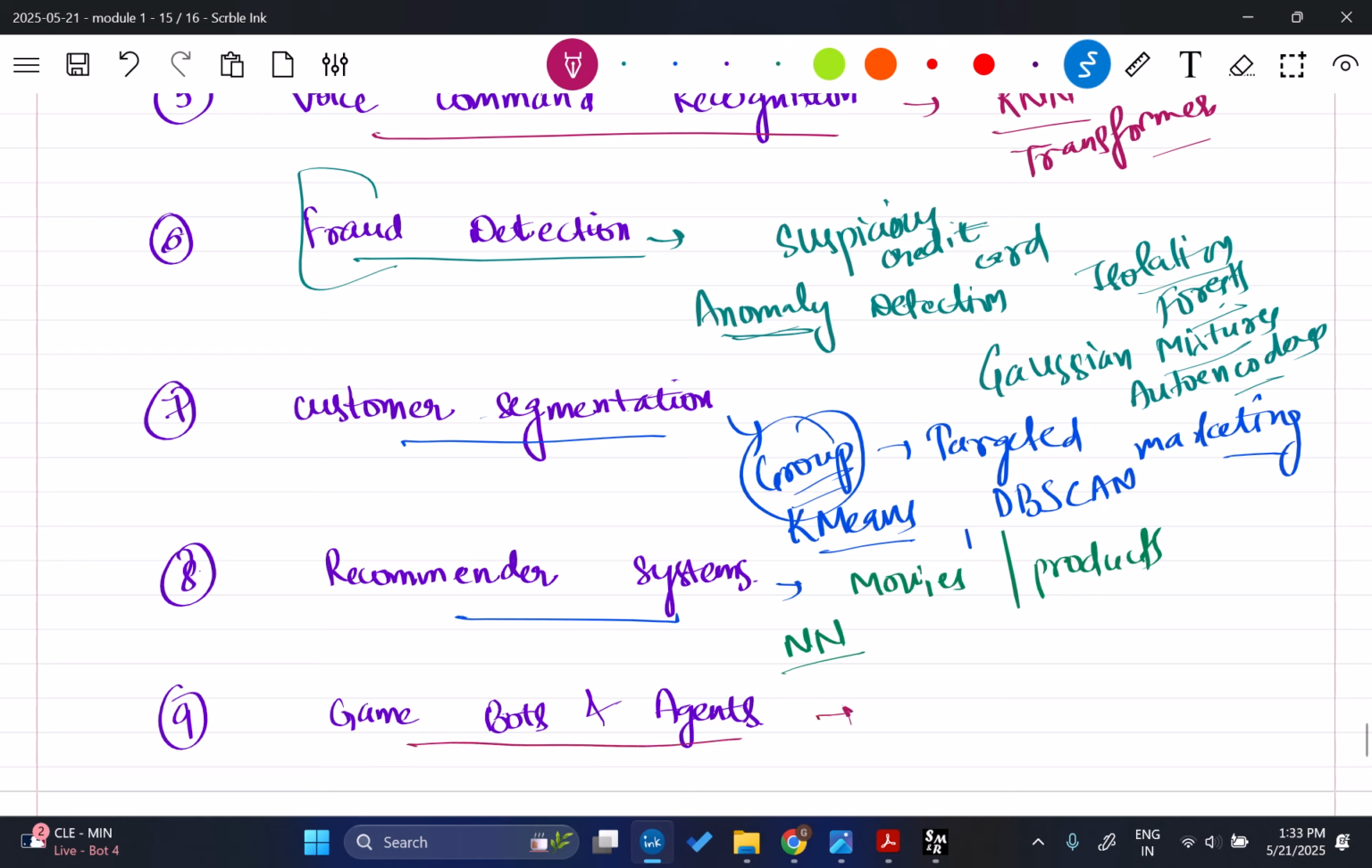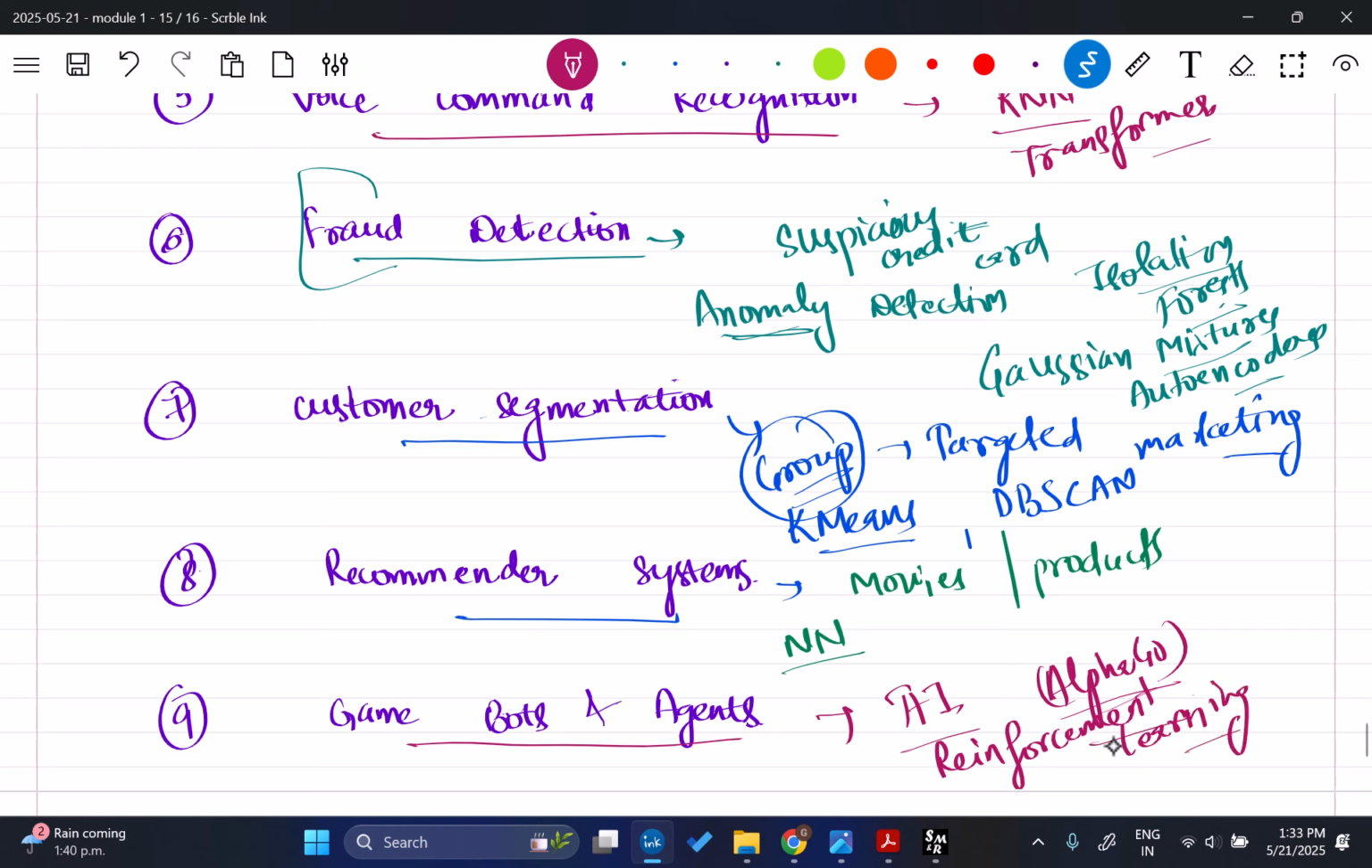Next category is game bots and agents. So if we are training the AI to play some kind of games, I can give you the example of one game like AlphaGo, a very famous one. So in this, we use the concept of reinforcement learning. It is a subfield of ML, reinforcement learning, like trial and error kind of thing. We provide a reward to the agents if they do well in the task, and if they make an error, we don't give the reward. So in this way, AI agents learn how to do their best.